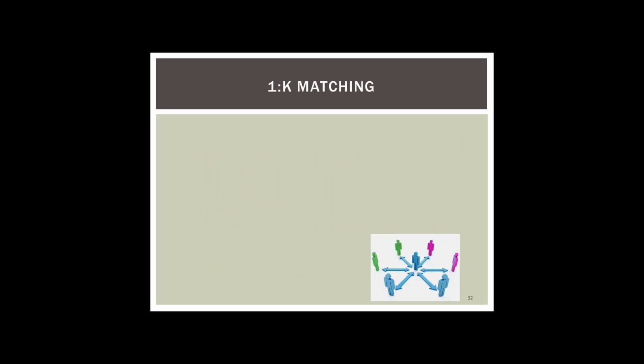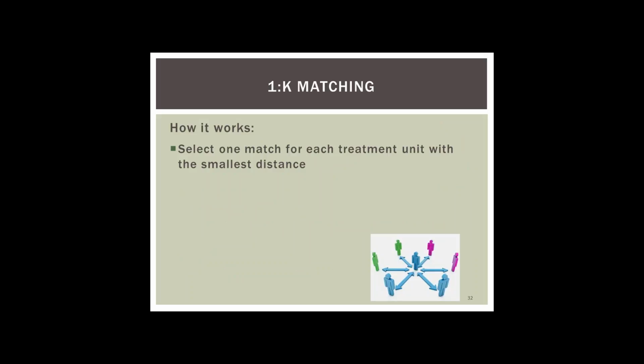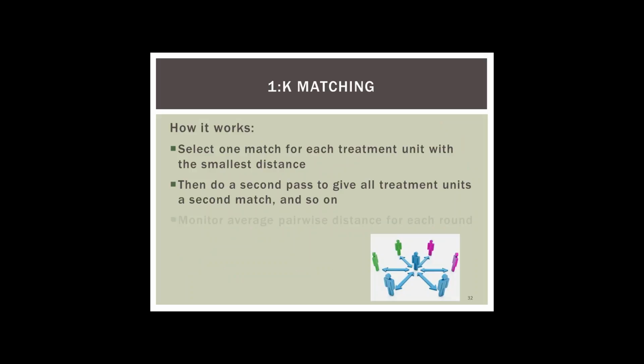For 1 to k matching, how this algorithm works is that for each treatment unit, you select the comparison unit with the smallest distance, and you do that for each treatment unit. And then you have a second pass, and you identify for each treatment unit another comparison unit. And you keep doing that as many times as you want. So you're identifying several comparison units for each treatment unit.